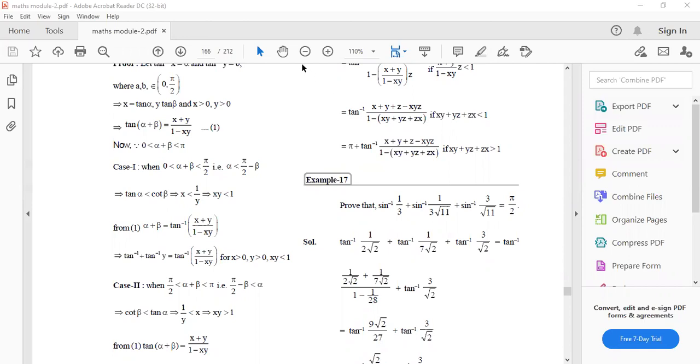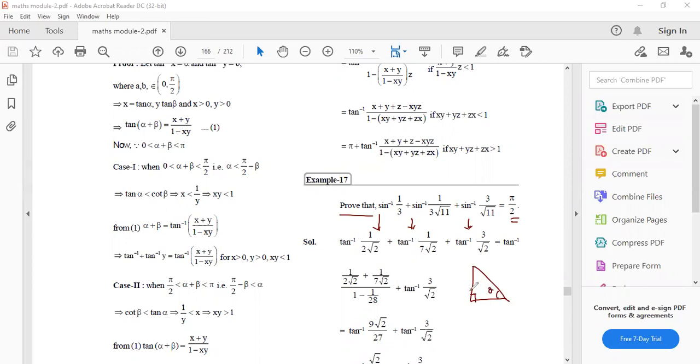And you can use the same formula in this question. Prove that sine inverse plus sine inverse plus sine inverse equal to pi by 2. All the sine inverse can be converted into tan inverse. And you know how to do this. Sine inverse 1 by 3. Draw right angle triangle.